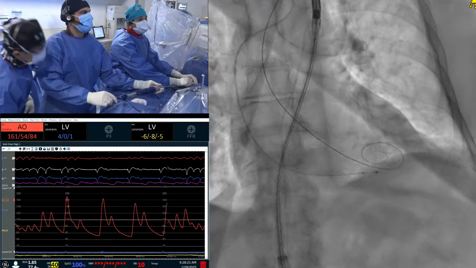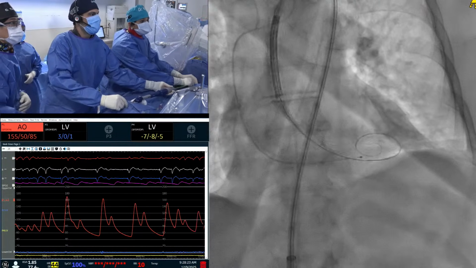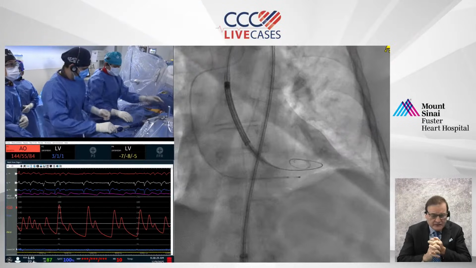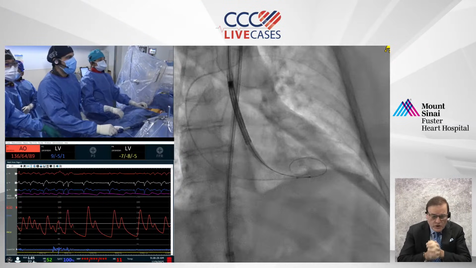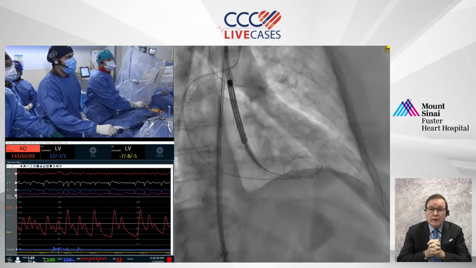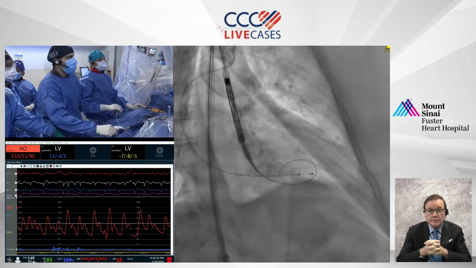Okay. Great. We have a first question from our audience. The question is, there are so many valves available now. Which one has the best outcome as per data available?